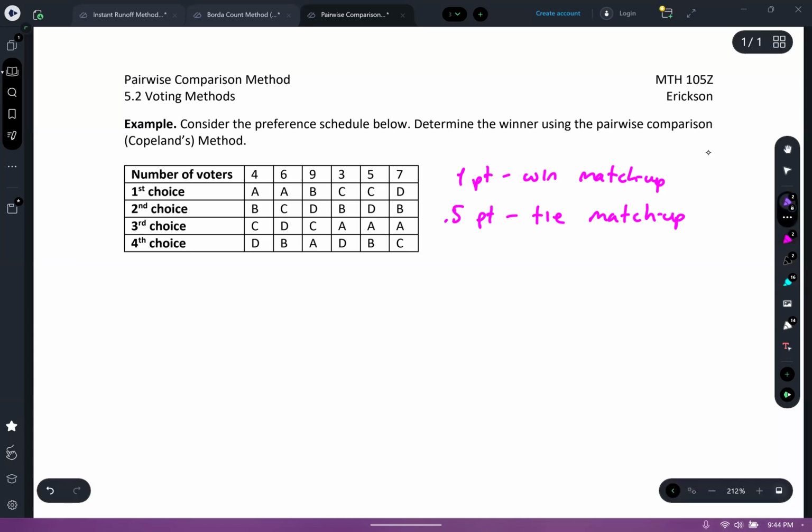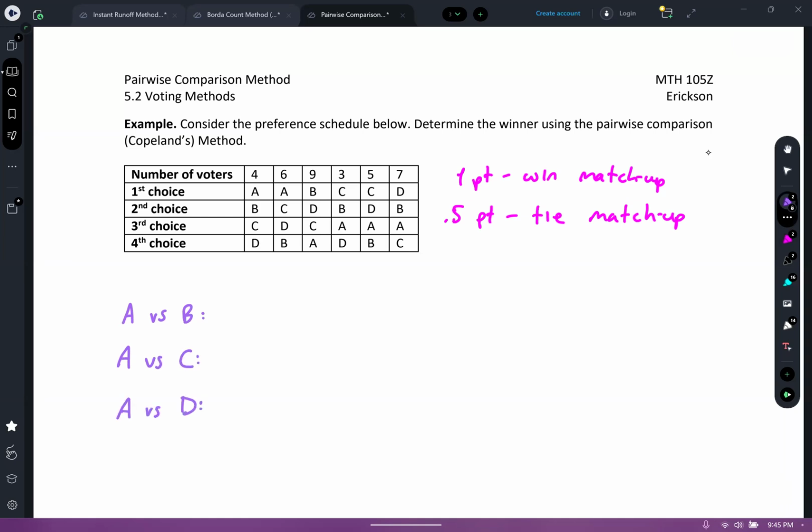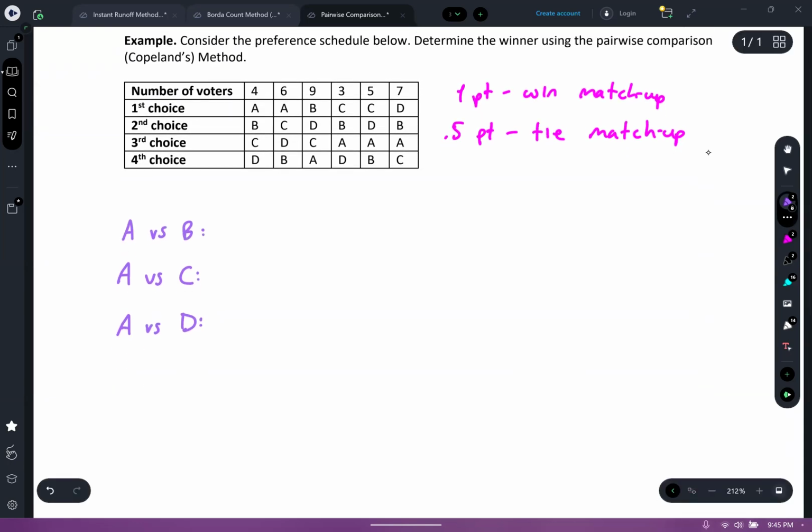So to start, we need to write down every possible pairing of candidates. So we could have A versus B. We could have A versus C or A versus D. Notice that I'm writing these down in a systematic, organized way, and that will help me make sure that I don't miss any possible matchups. So that's all the matchups where A is one of the candidates. Now, being systematic about it, I'll write down all of the matchups where B is one of the candidates in the matchup.